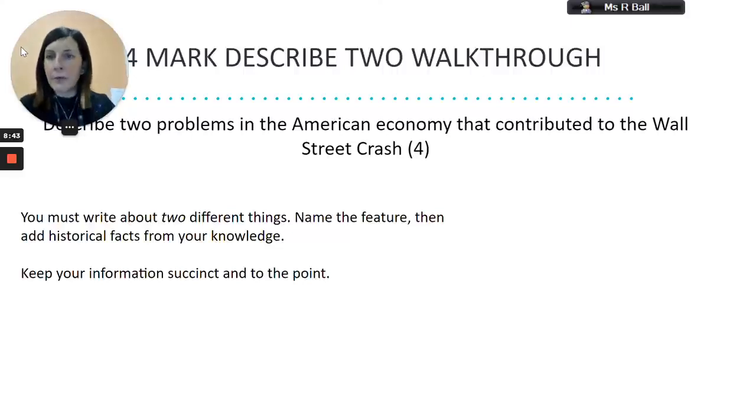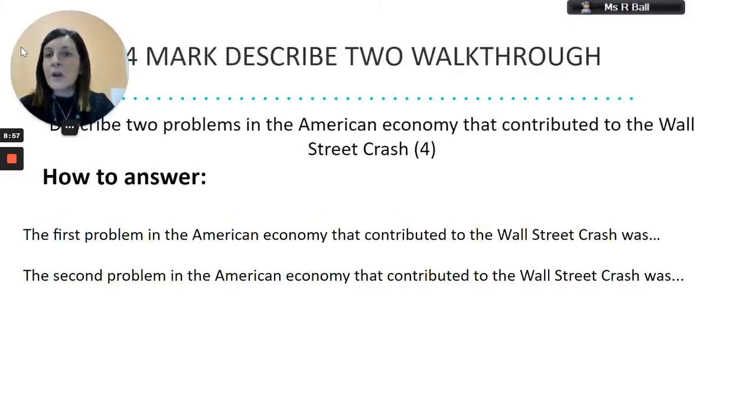So name the problem and then give a little bit of historical factual information from your own knowledge. But it's really tempting to write lots for this question and get carried away. Keep your information succinct and to the point. So the first problem in the American economy that contributed to the Wall Street crash was. The second problem in the American economy that contributed to the Wall Street crash was.